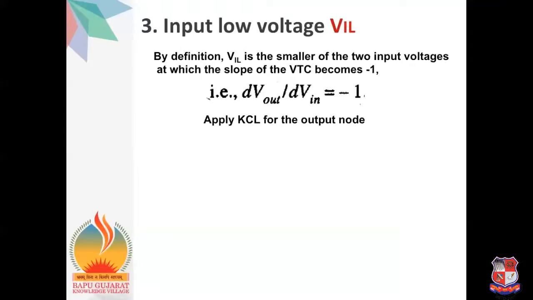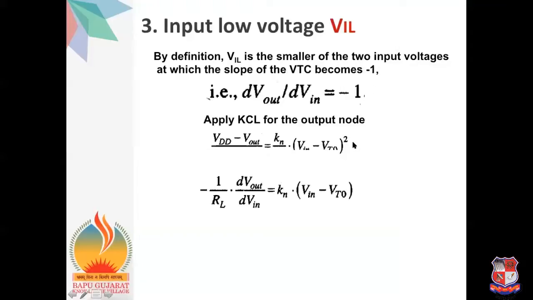So apply the KCL at the output node. We have (VDD - Vout)/RL, and here it is in the saturation mode. So we consider the drain current ID, or the load current IR, equal to the current in the saturation mode. So that is Kn/2 (Vin - VTO)². Here we differentiate this equation with respect to Vin. So by applying the differentiation, we get -1/RL dVout/dVin equal to Kn (Vin - VTO).